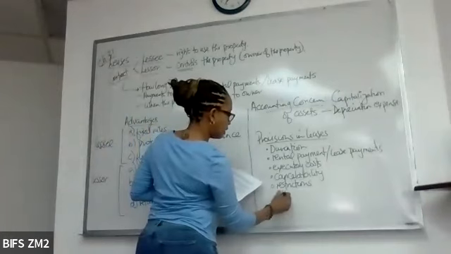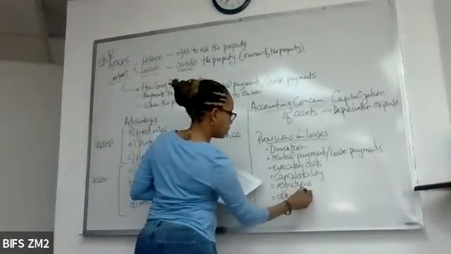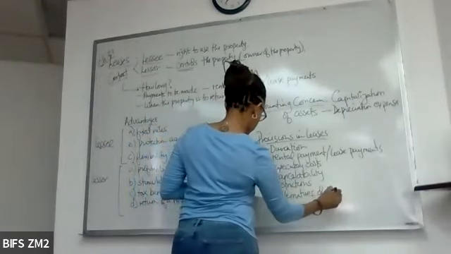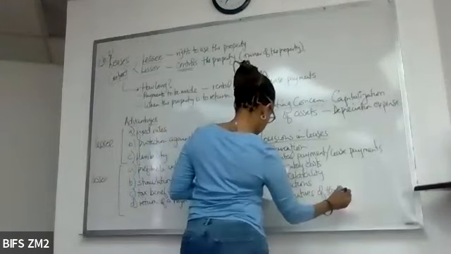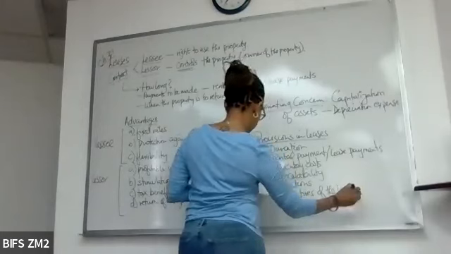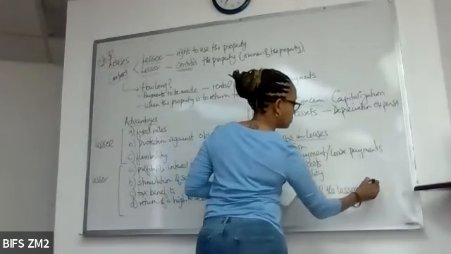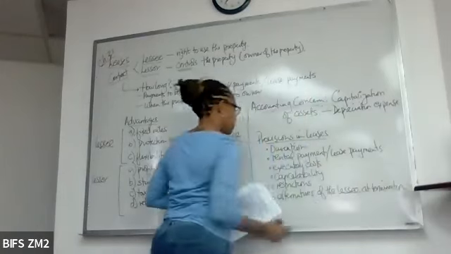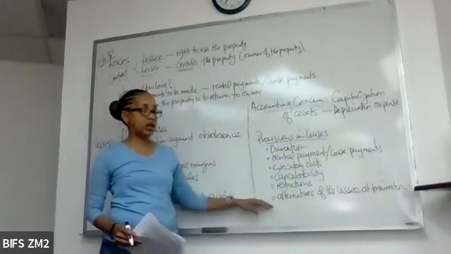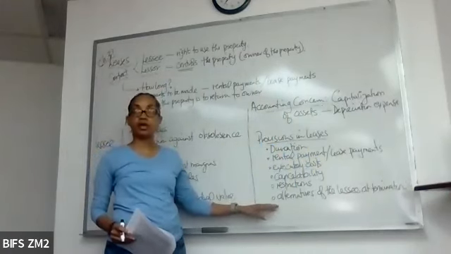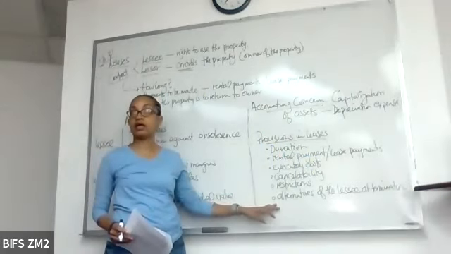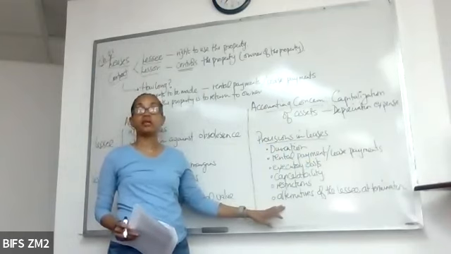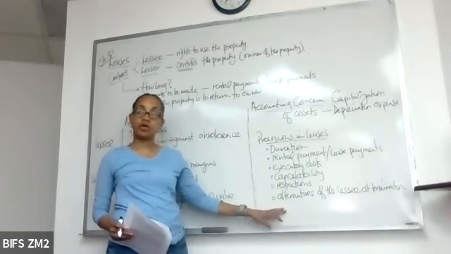So the last thing is alternatives of the lessee on termination. So at the end of the lease, there may be options that the lessee could buy it at a discounted cost. So that's what that is speaking to. So sometimes you could have options available.